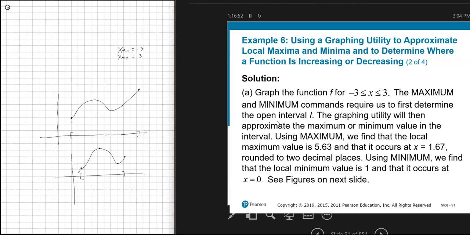So it requires us first to determine the open interval I, and then the graphing utility will approximate the maximum and minimum value in the interval. Using maximum, we find that the local maximum value is 5.63, and it occurs when x equals 1.67, rounding to 2 decimal places. It'll give you a larger decimal number, and we'll look at the next slide. Then using minimum, we find the local minimum value is 1, and that occurs at x equals 0.